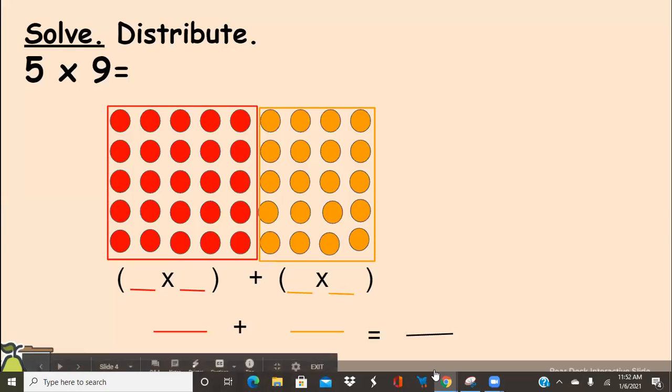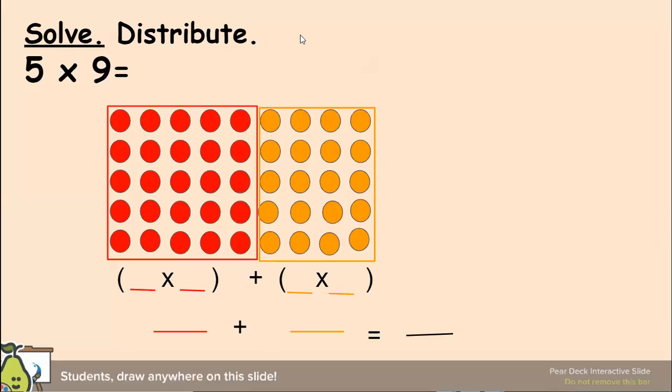This is an example of one of the work problems you are going to be working on today, okay? So you're going to be solving 5 times 9. I have already built the array for you. I have 5 rows and I have 9 in each row, okay? What I've also done is I've already taken the big array and built it into 2 smaller arrays, okay, to help you to solve. You have your red counters and your yellow counters. Your yellow counters is 1 array.